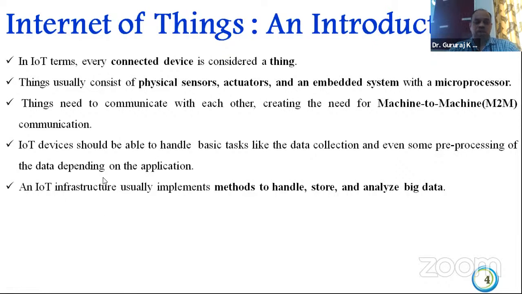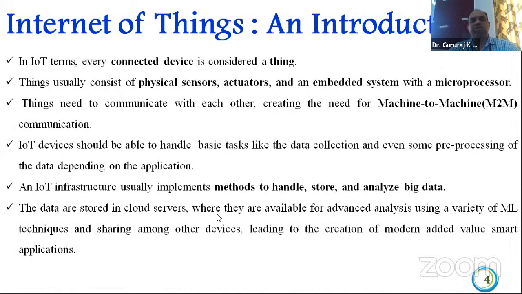So IoT infrastructures provide us an approach to handle, store, and analyze all this data, which we store at some location. That may be a cloud environment, or it may be stored on a particular computing device. So taking all this data into consideration, we need to have the cloud. We have these cloud servers, from where we fetch the data and apply various machine learning techniques for analysis of that data.